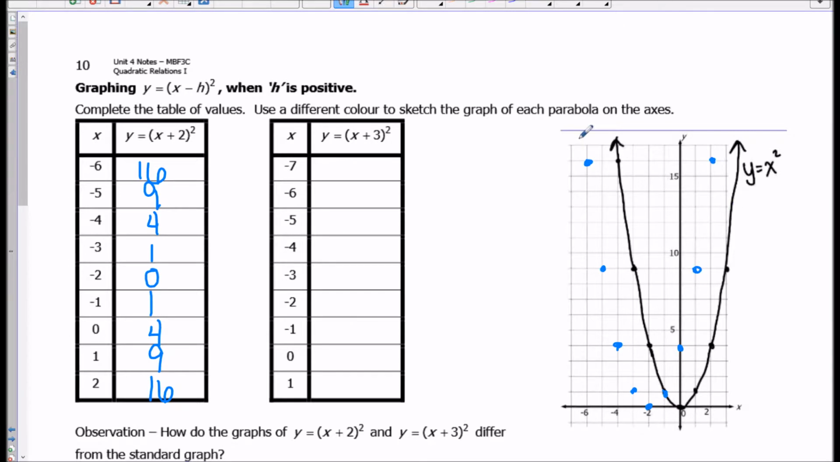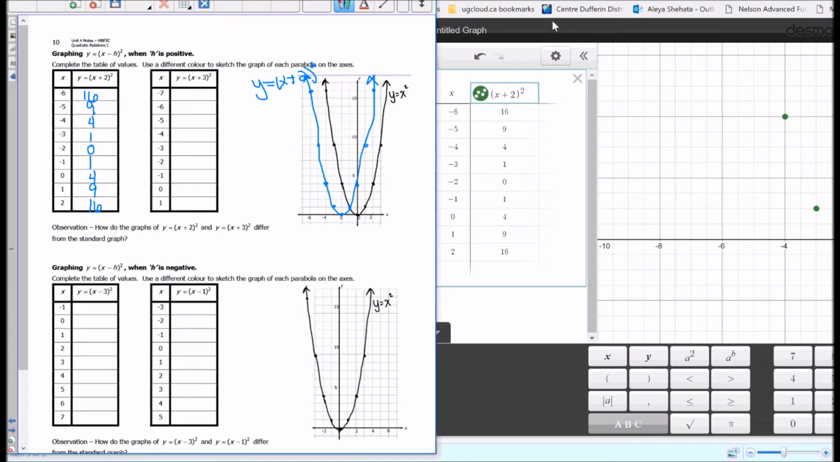Now all we have to do is connect our dots. And this right here is going to be this parabola. Okay, and don't forget to write the equation of the parabola next to the line. Okay, so y equals, we're going to say x plus 2 squared.